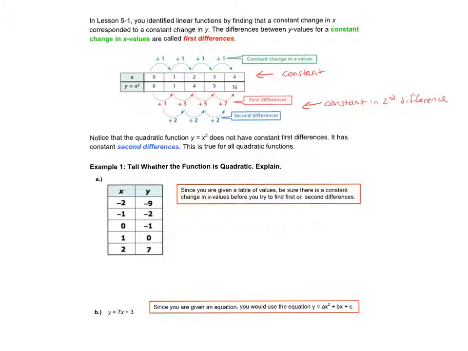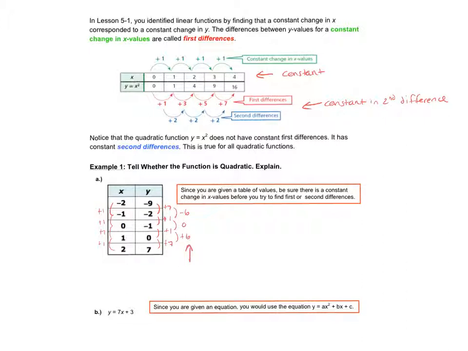So in example 1, we're looking at the x values increasing. These are all increasing by 1. Now the y values, if you notice, first it increases by 7, and then it increases by 1, then it increases by 1, and then it increases by 7. So then we go to the next one, from 7 to 1. Well, that's dropping 6. From 1 to 1 is 0, and from 1 to 7 is up 6.